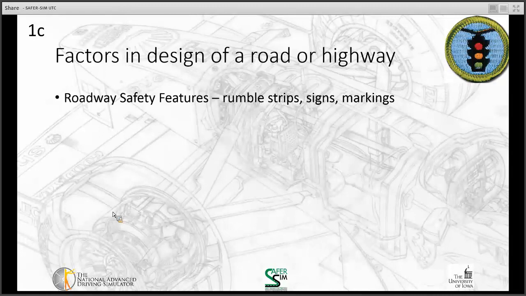Other features include signs and markings. Signs tell us about what's going on in the environment. It may tell us that there's a no passing zone. It may tell us what the speed limit is. Those are all things that are designed to help inform the driver of what's going on. They're things that are attached to the roadway to make things safer. The other things are markings. We've got roadway markings that tell us whether or not it's safe to pass. They tell us where we have to stop when we approach an intersection.